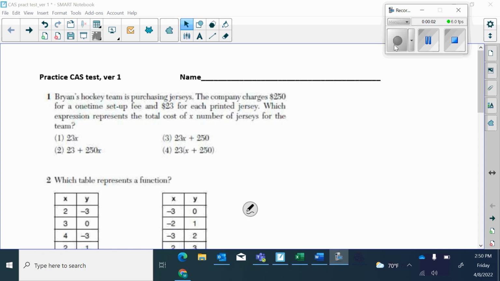Okay, students, go over to your practice DCAS test version number 1. Then you'll also be able to use this to do version 2 over spring break or whenever I've assigned it for that particular year.